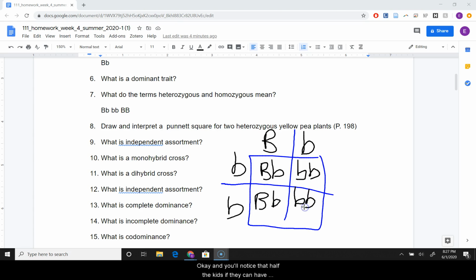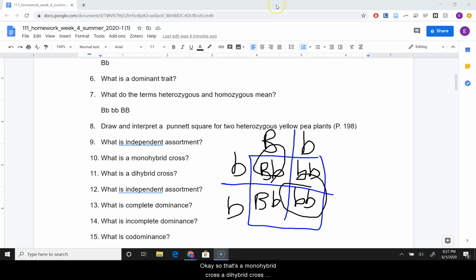You'll notice that half the kids they can have are heterozygous, and half are homozygous recessive. So here's me, and one of these is my brother. That's a monohybrid cross.